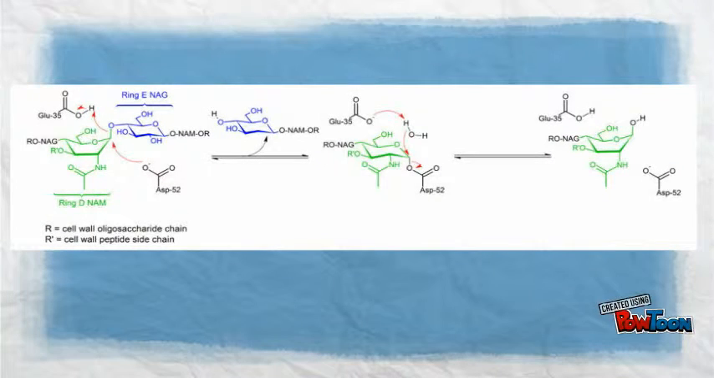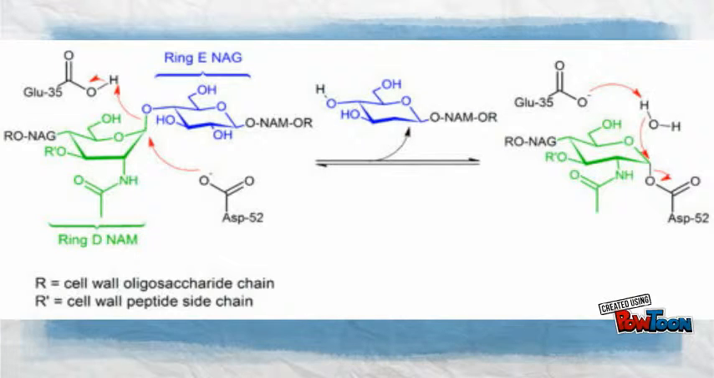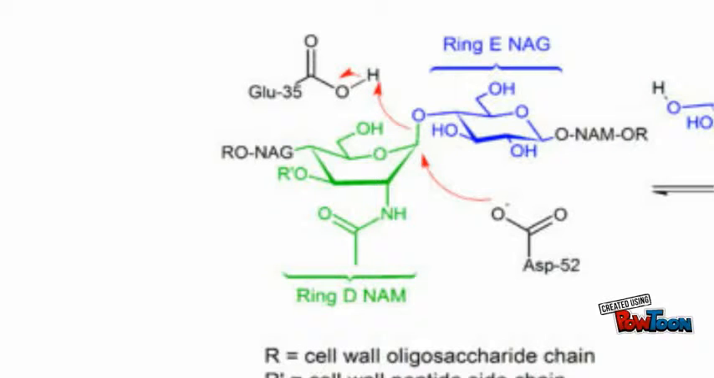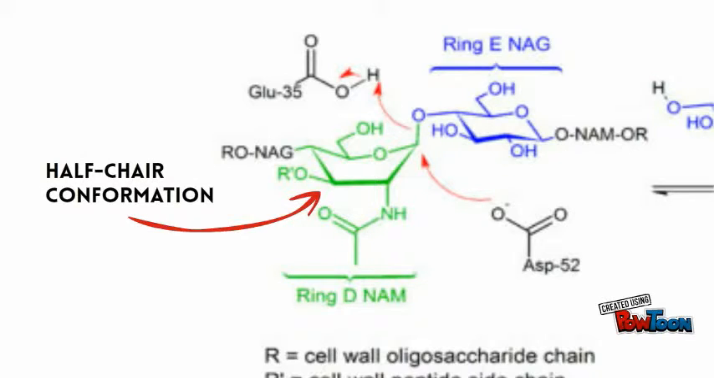What we are looking at now is a mechanism that describes how these two amino acids work. Glutamate acts as an electrophile and donates a proton to the glycosidic bond. This allows aspartate to act as a nucleophile, and it attacks the carbon 1 of NAM, breaking the bond and producing a glycosyl enzyme intermediate. Note that NAM has been forced into a half-chair conformation by the enzyme.